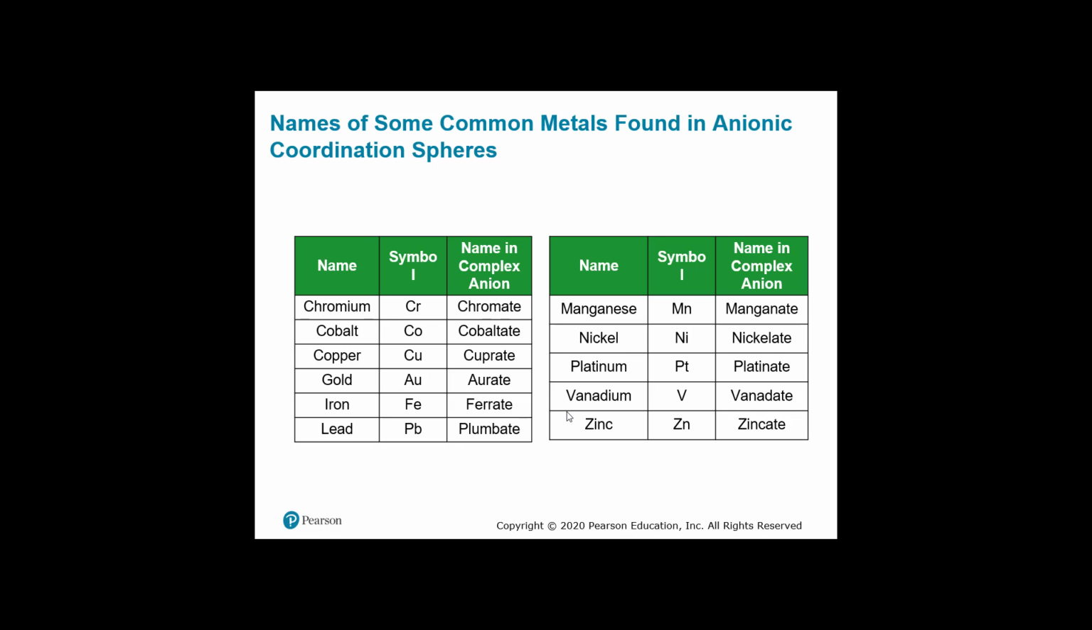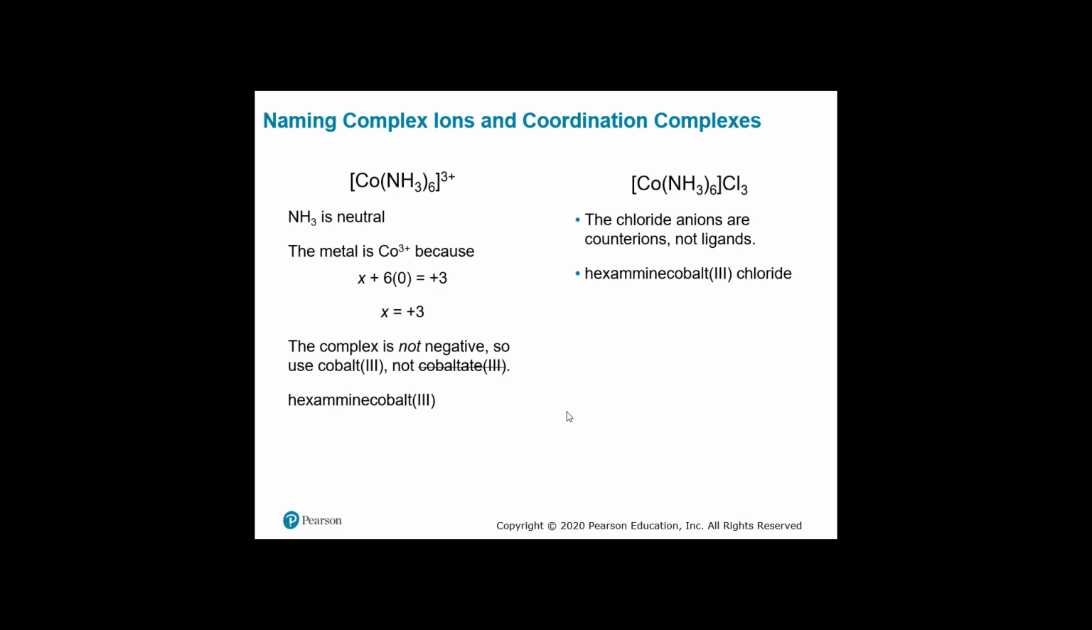Here are charts, more charts, so that's why there are a lot of slides here. They give you the name of what it would be and what it normally is. So nickelate, platinate, zincate, which is zinc. Some of these are weird at first because you know zinc, so it's zincate. It's an ionic complex. So how do we know how to use this?